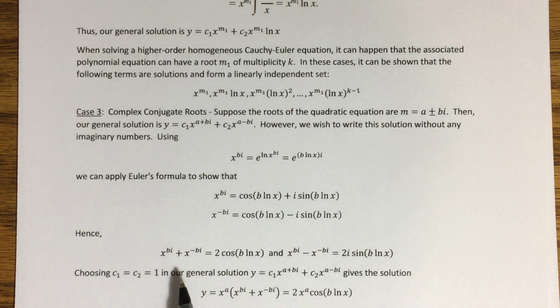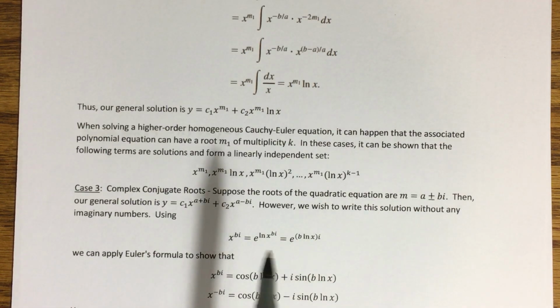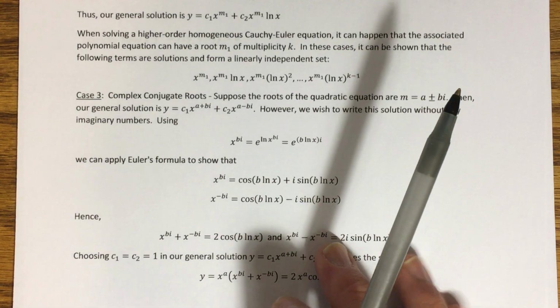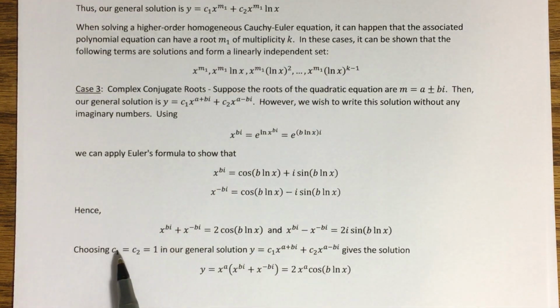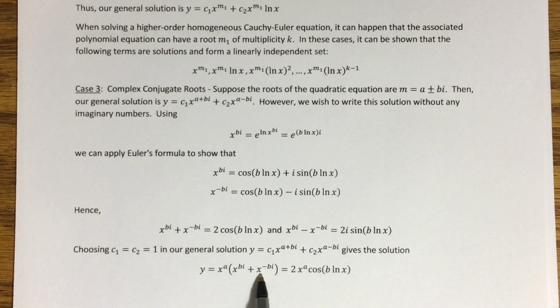Okay? Now, remember, in our general solution up here, I can pick any parameters that I want for c1 and c2. And so if I set c1 and c2 both equal to 1, then I get x to the power of a plus bi plus x to the power of a minus bi in my solution, which could also be written this way. I could take the x to the a as a factor and pull that out, and I'm left with x to the bi plus x to the negative bi in parentheses, which we found another way of representing that here. So that becomes 2x to the a cosine of b natural log of x.